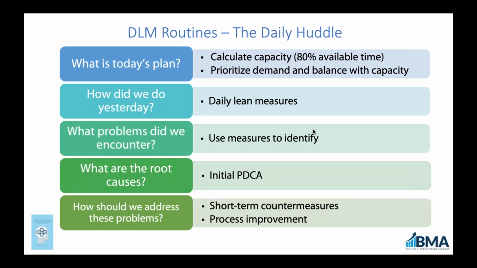And in here, you want to also understand the difference between noise and a trend. I mean, sometimes things just go wrong. Do we think it's a trend? No. Then the question is, how do we address these problems? Do we put in a short-term countermeasure? How do we deal with this and sort of unstick it? Or if this is a trend, do we need to go into process improvement and study the problem a little more and maybe make some structural process changes to eliminate the cause? So that's PDCA on a daily basis.